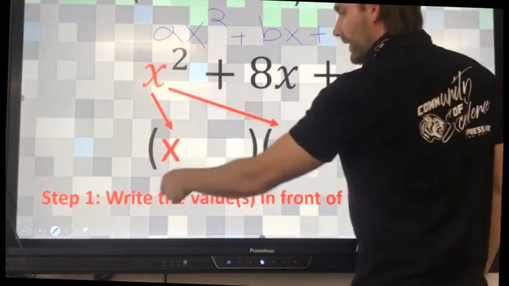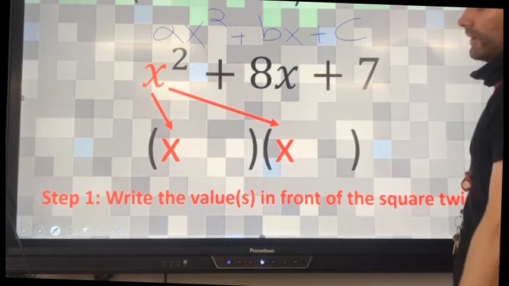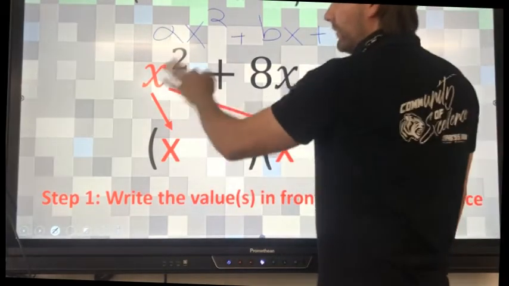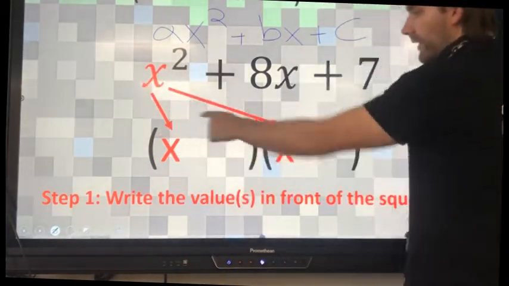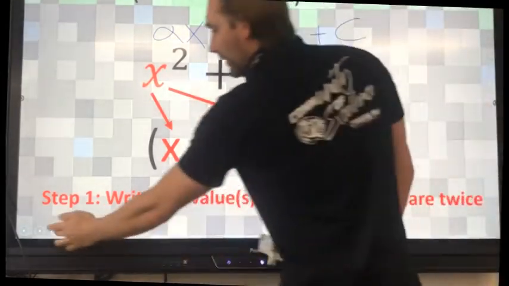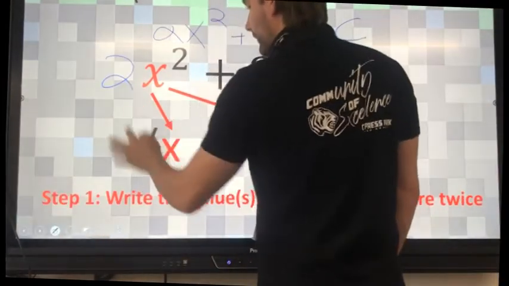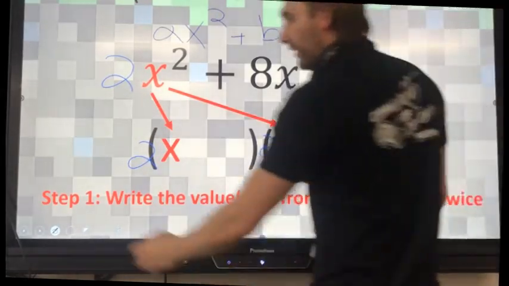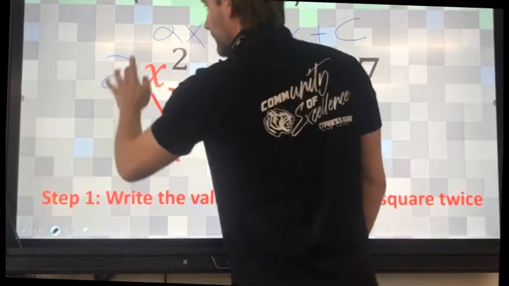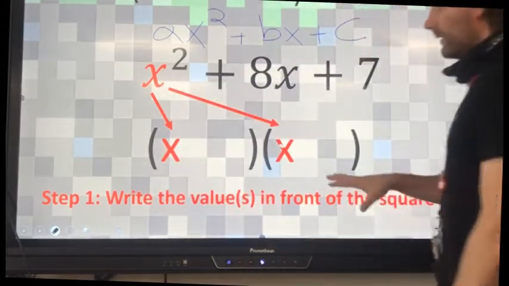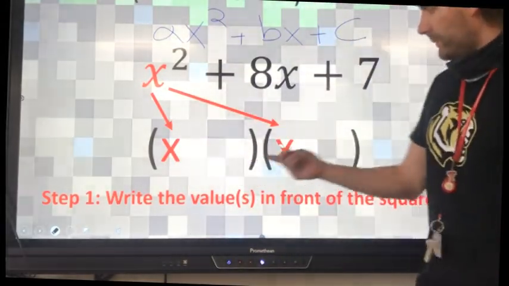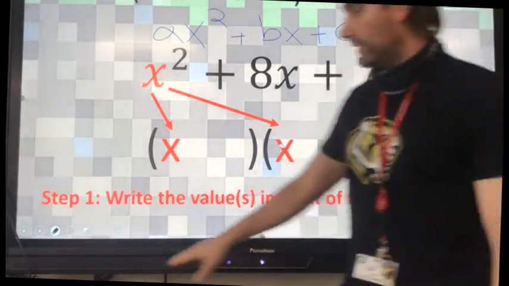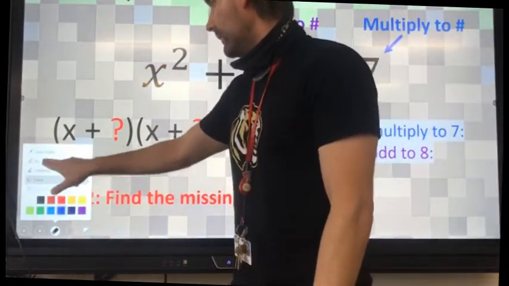We know factors look like this, with parentheses. Our first step is to write whatever is in front of the square twice, x and x in this case. If it happened to have a number, like we'll see tomorrow, then I would write 2x and 2x. Whatever's in front of the square, write it twice. Next, notice I have empty spots. It's waiting for some numbers here. How do you find those numbers?